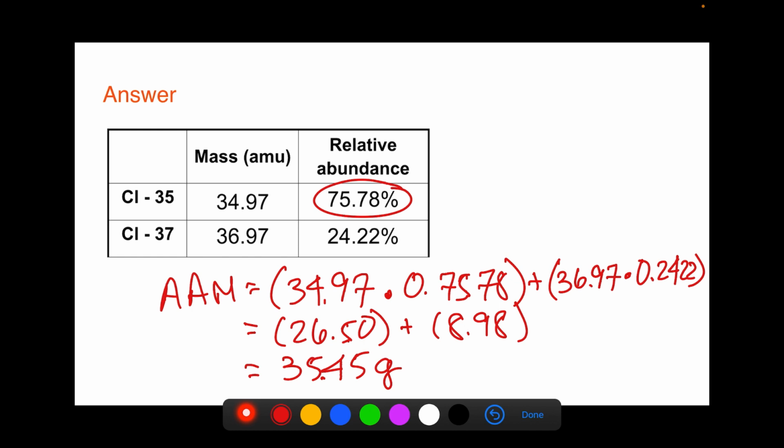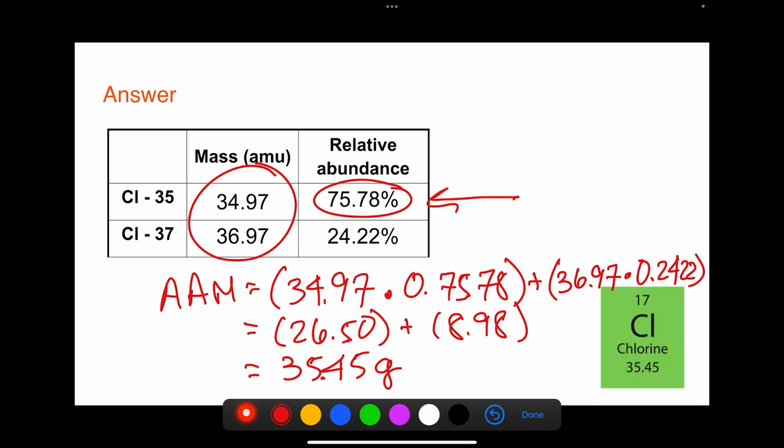You can reality check this answer, right? So notice that our 2 isotopes both have a mass around 35, so our answer should be around 35. If you don't get an answer around 35, you've done something wrong. Furthermore, it should be closer to the more abundant isotope. In this case, it is. And you can further check that by going to the periodic table and seeing if the mass that you got matches what the periodic table tells us.